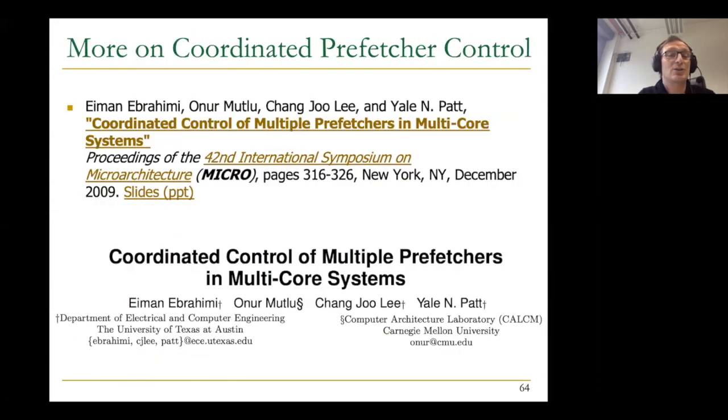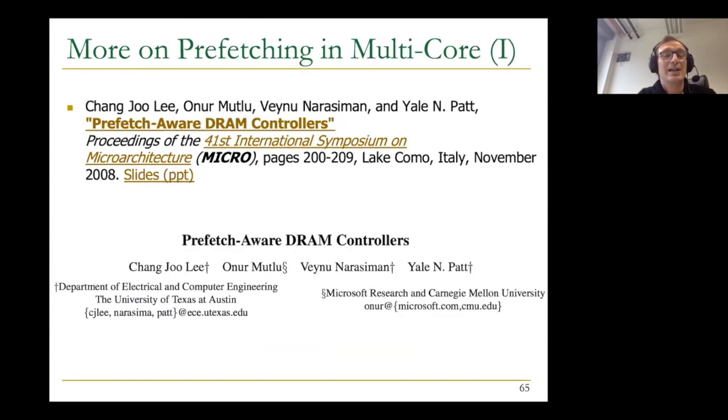This is a coordinated control work that's important, I think, in multi-core. And this paper actually has a really good insight, which is sometimes you don't want to deprioritize prefetches always, basically. Sometimes you want to prioritize prefetches as well as the demands if the prefetcher is doing well, because you want to exploit the row buffer locality in the system. So this paper proposed an adaptive mechanism to decide how to prioritize prefetches versus demands.